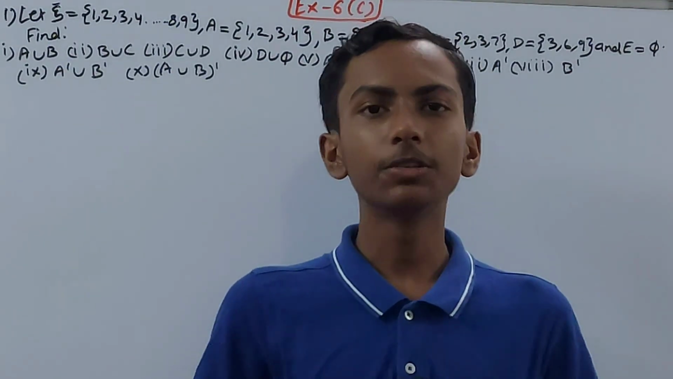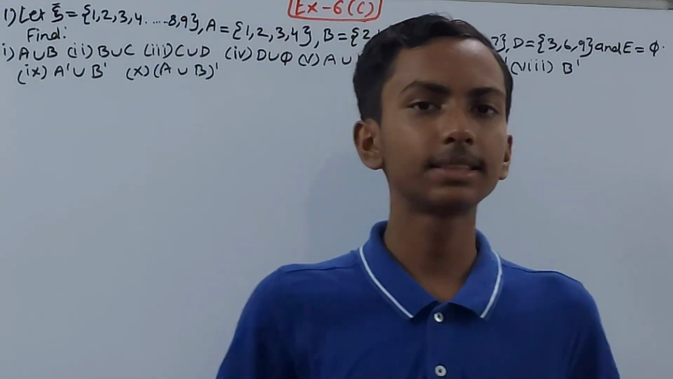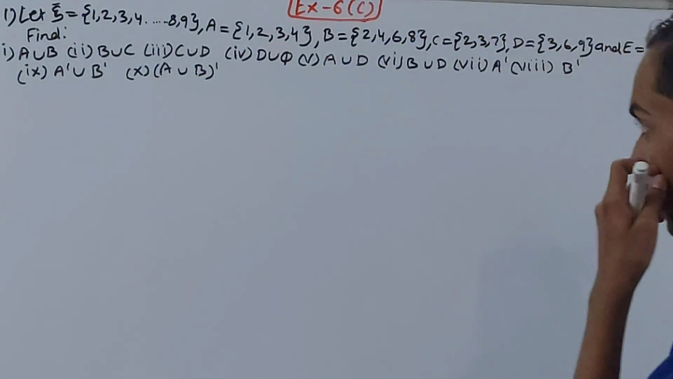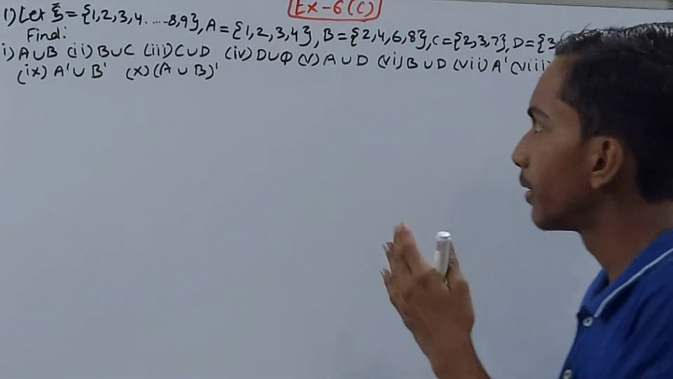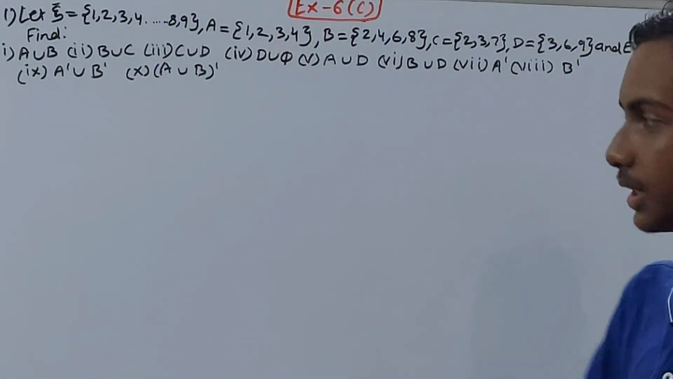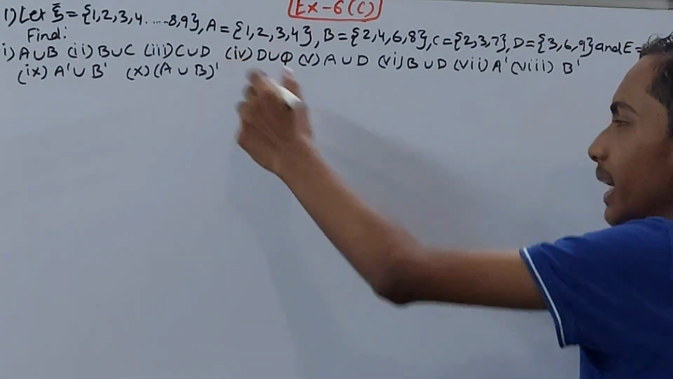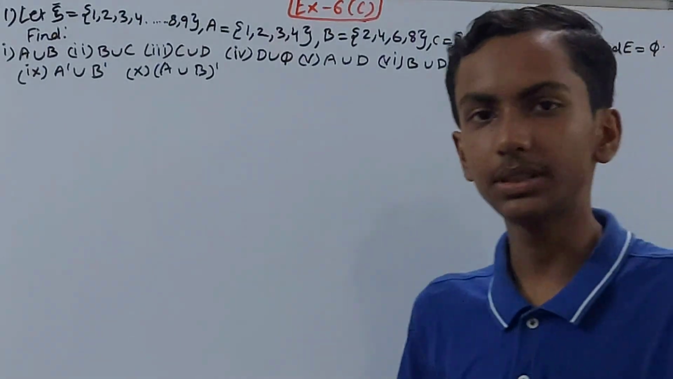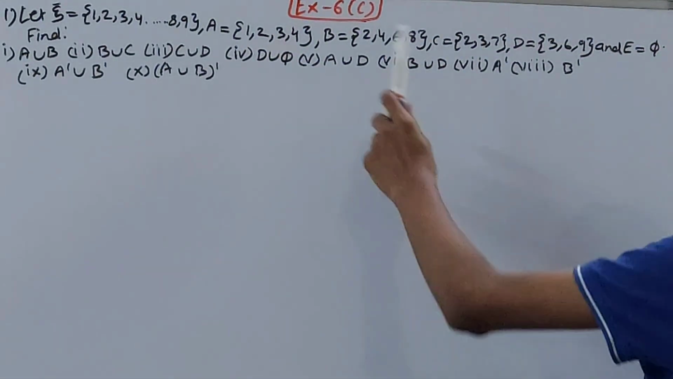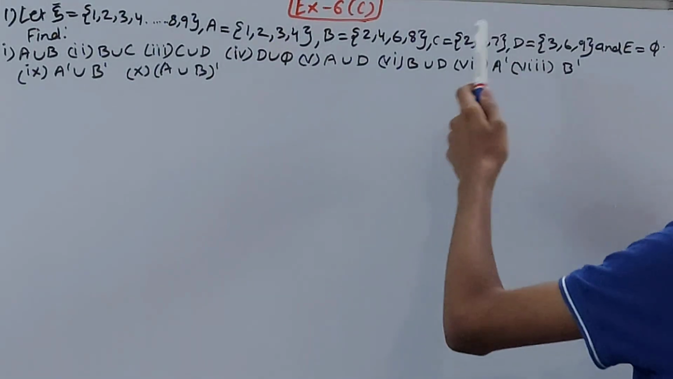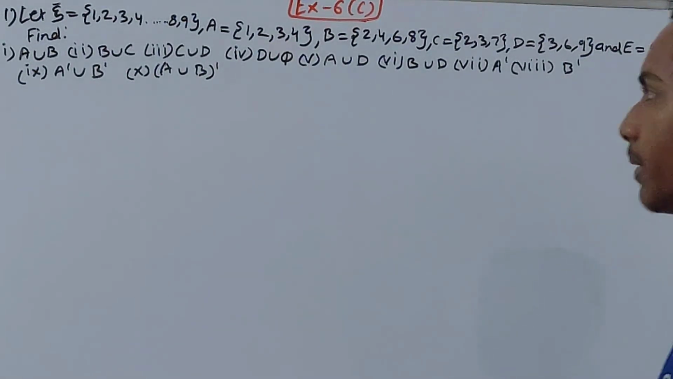In this video, we are going to solve ICSE Mathematics Class 8 chapter number 6, sets, exercise 6C, question number 1. Let the universal set be equal to {1, 2, 3, 4, 5, 6, 7, 8, 9}. It begins from 1 and goes till 9. It has also given us several other subsets: A equals {1, 2, 3, 4}, B equals {2, 4, 6, 8}, C equals {2, 3, 7}, D equals {3, 6, 9}, and E is the empty set.